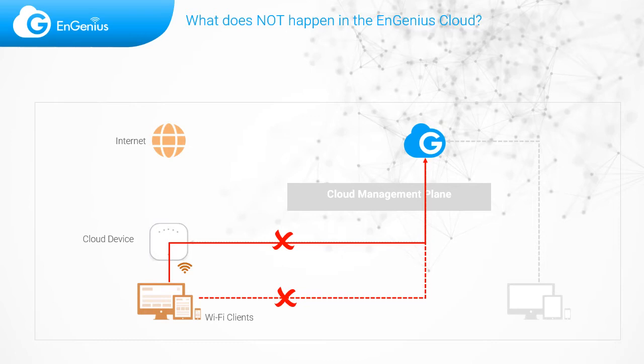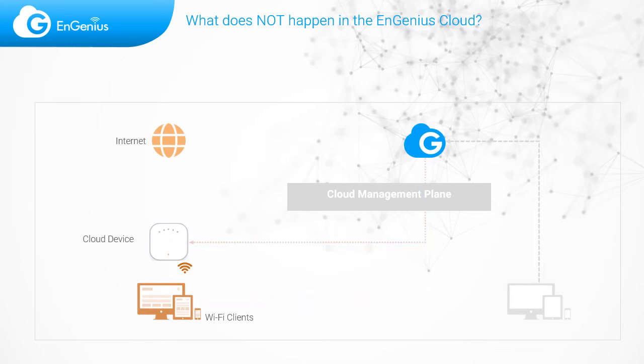This makes the EnGenius Cloud not have conflicts with GDPR regulations. Very important is to understand that the client traffic will go directly over the access point to the internet. This is called the data plane.